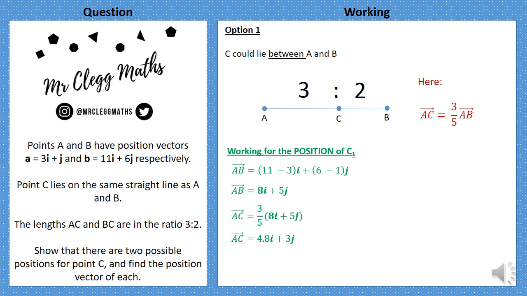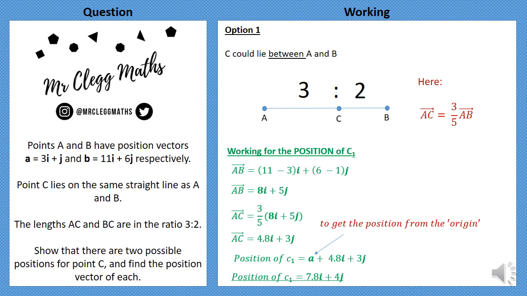Now, it doesn't actually want that as my answer. It wants the position vector. So I don't want to know where C is from A. I want to know where C is from the origin, if you like. So the position of my first option of C, with a little 1, is the first potential option of C. I still need to add on the position vector of A to make sure that I'm going all the way from the origin. That's why I need to add that on as well. So the position of C1 is actually 7.8i, because I had those 3 i's on, plus 4j, because I had that 1j on from the position vector of A.